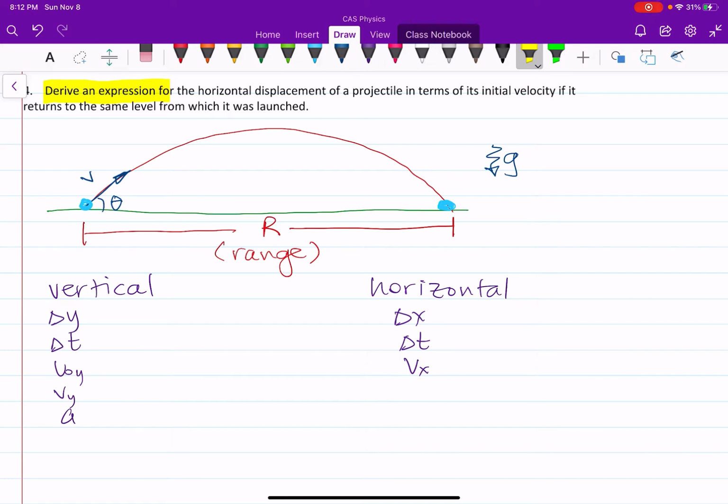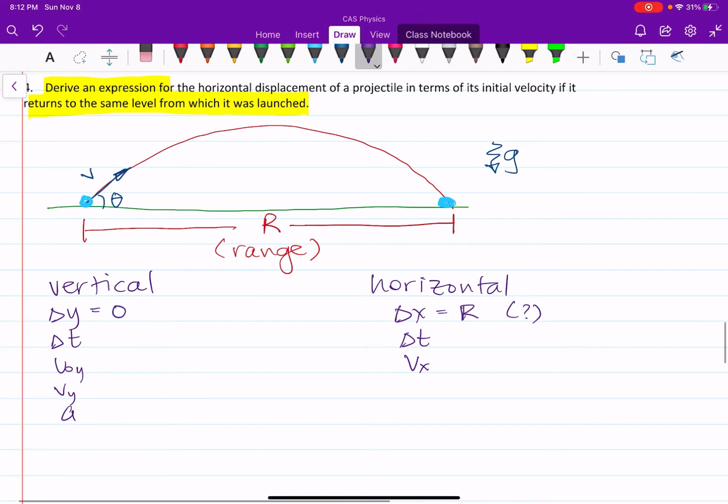Okay, and so what do we know here? Well, we're going to call this r, and that's our question mark, right? That's what we want to know. And other than that, we really just have variables. What we do know is that it returns to the same level from which it was launched. So what that means is the vertical displacement is going to be 0. So delta y is 0.